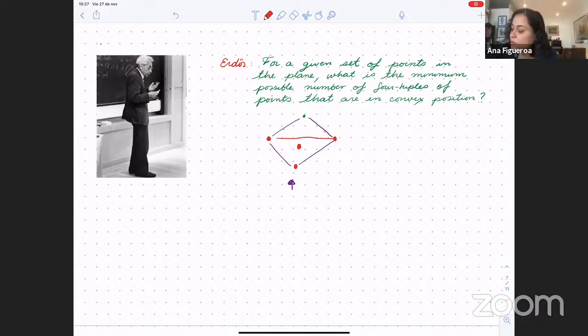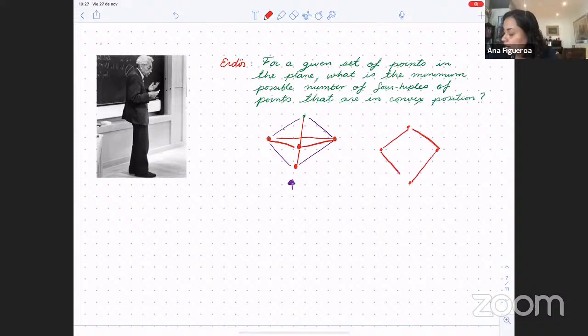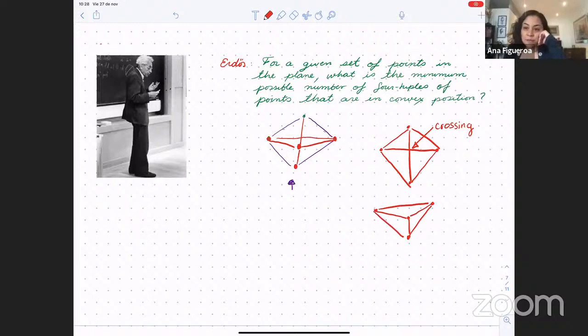And this is a very nice problem, because if you draw all the possible lines between any two points, then you can notice that if you have four points in convex position, then you will find only one crossing. But if you have four points that are not in convex position, then in that graph, you will not have any crossing. So it seems that there is a bijection between crossings and four points in convex position. So what do you think? Do you think this is the crossing problem or not?